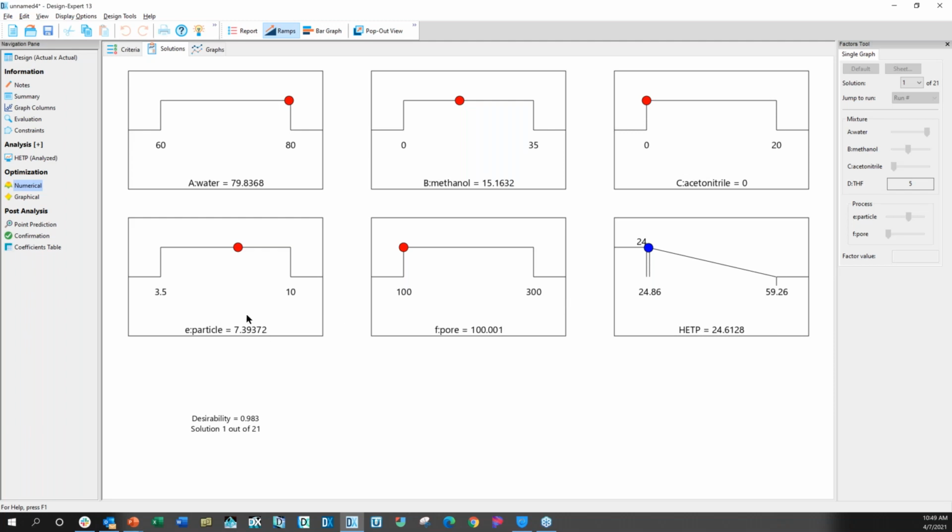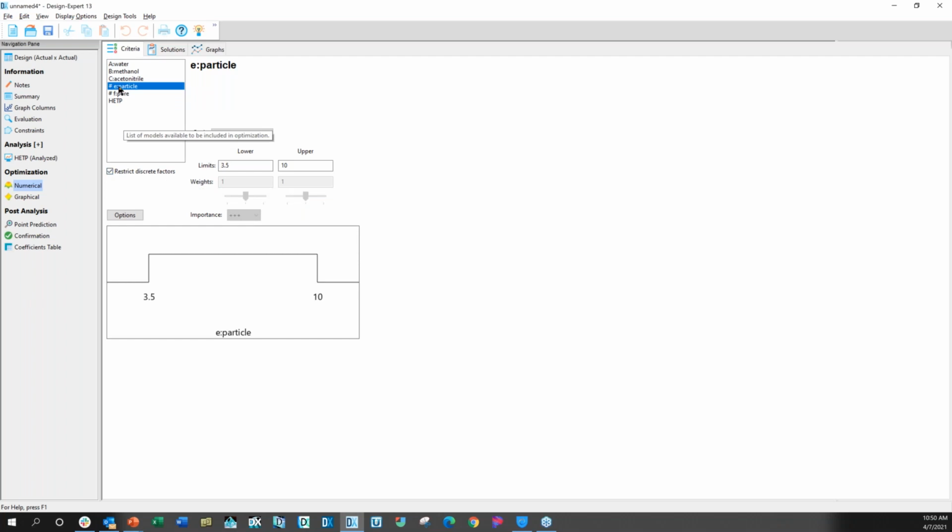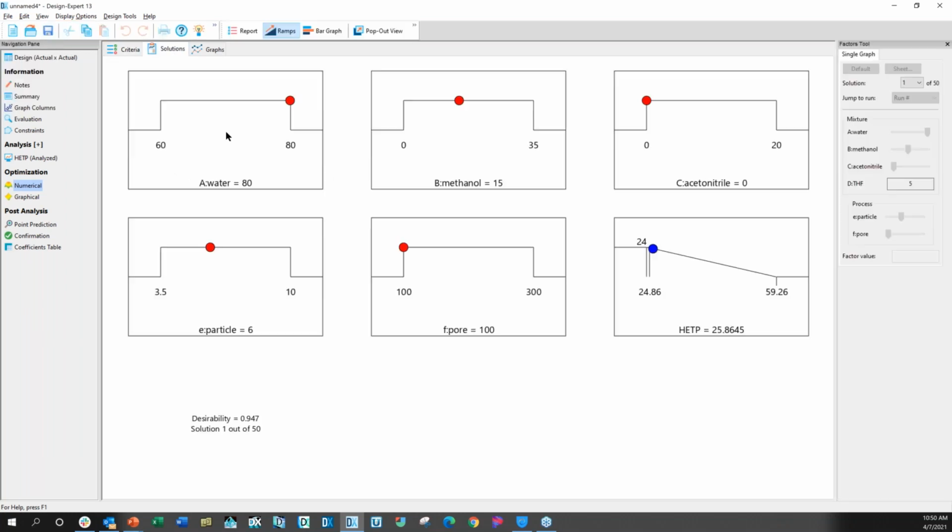Oh, but remember, we can't necessarily get particle size and pore size to be whatever I want. Okay, so if I go back here, notice these have a little hashtag in front of them. That's because those are discrete factors, and I can restrict my optimization to only pick the discrete levels of the factors that I studied. And I can rerun this. Now it's going to find levels of the mobile phase, but it's going to restrict the column factors to the actual particle diameter and pore size that I can purchase.